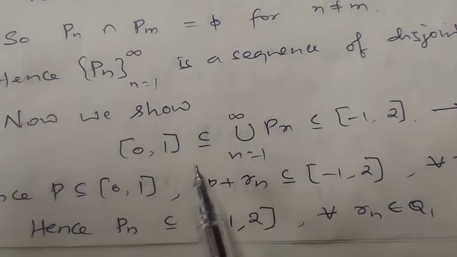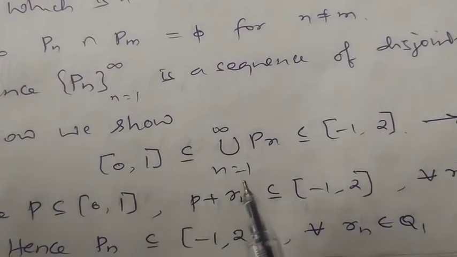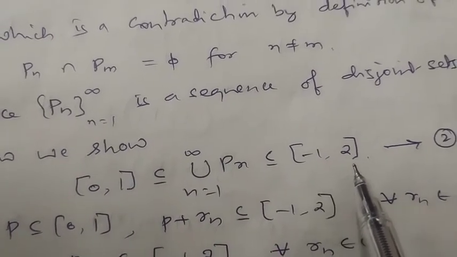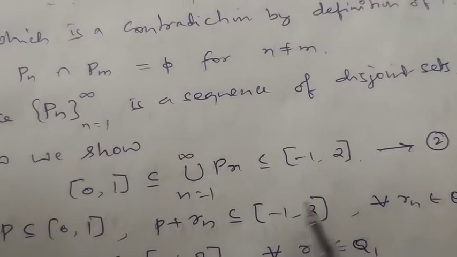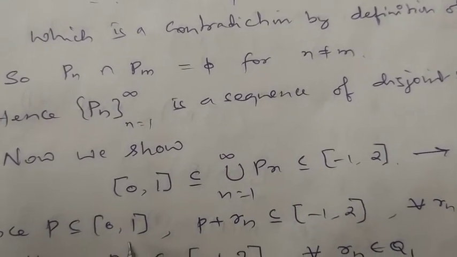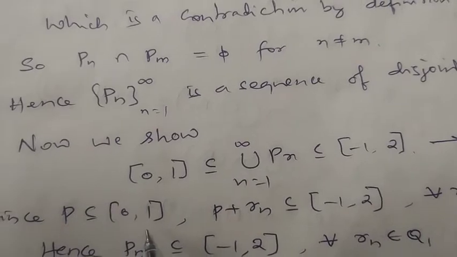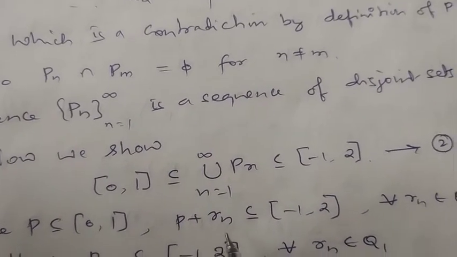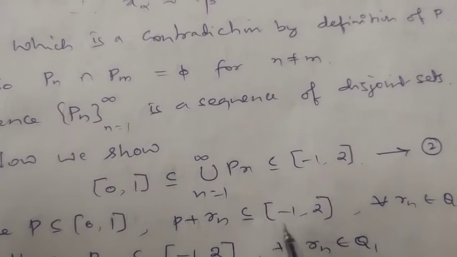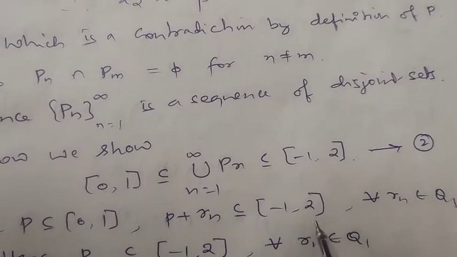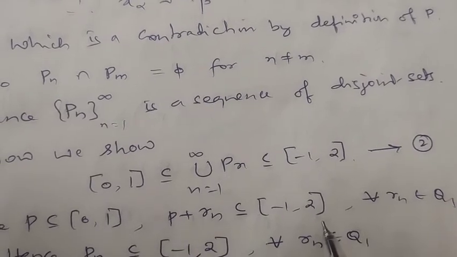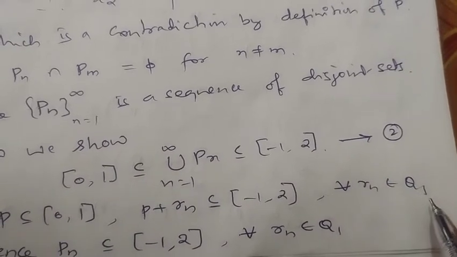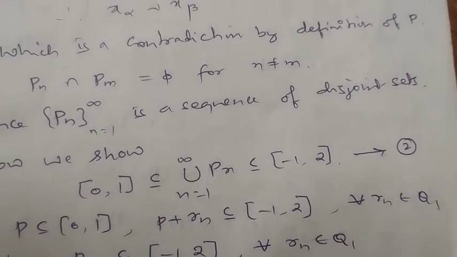Now we show that the closed interval [0, 1] is contained in the union over n equal to 1 to infinity of Pn, which is in fact contained in the interval [-1, 2]. Call this number 2. Certainly P is contained in [0, 1], and P plus Rn is certainly contained in [-1, 2] for every Rn belonging to Q1. Hence what will happen?